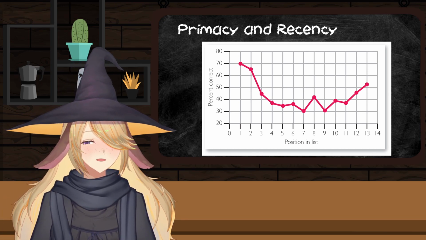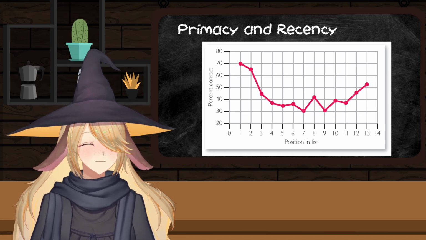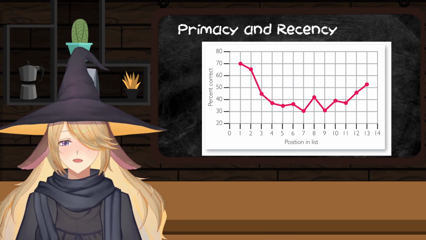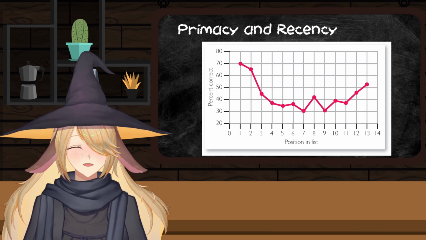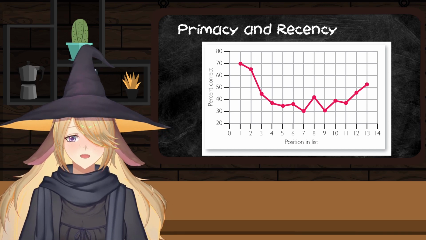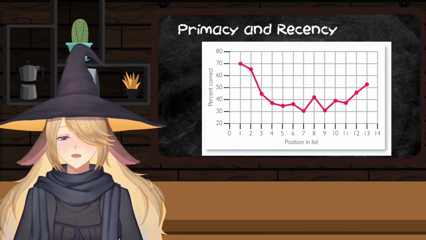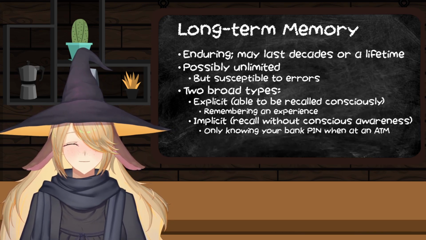And then on the flip side, when it comes to recency, it can be explained because it's the most recent thing. There's been less time for it to decay. So the mechanics of how working memory operates are going to work out so that certain things are going to be more or less likely to be remembered.